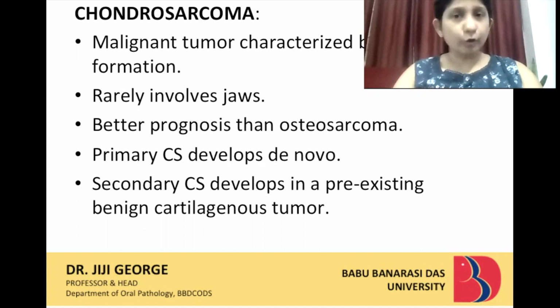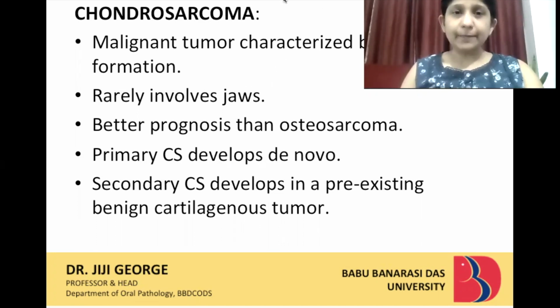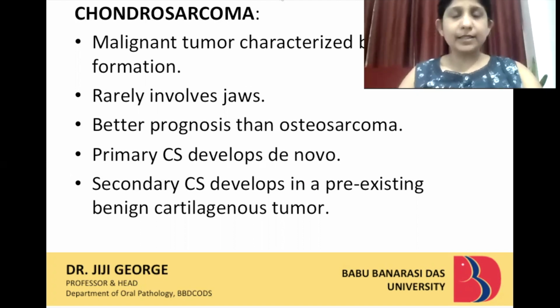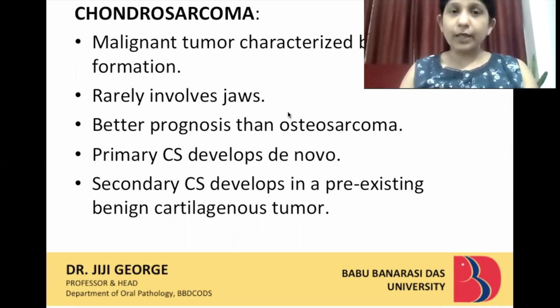Now coming on to chondrosarcoma. As I said, it is a malignant tumor characterized by cartilage formation. Like any other malignancy, this tumor will also have certain features which are normally seen in any malignancy. You will have features of atypia in these cells. That is the cellular feature of malignancy. On a cellular basis, any malignancy will show cellular features of atypia.